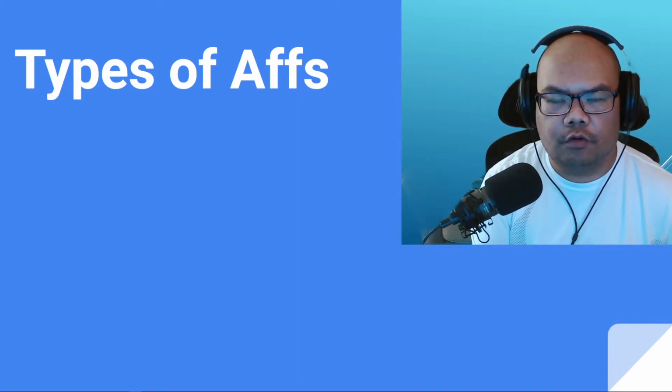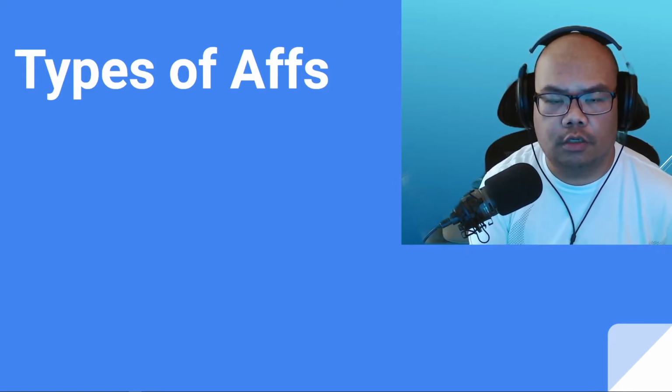The types of affirmatives are the policy, the traditional, the soft left aff, and the critique aff. So we're going to go through each of those four and give you pros and cons of each one and why we may want to run them.